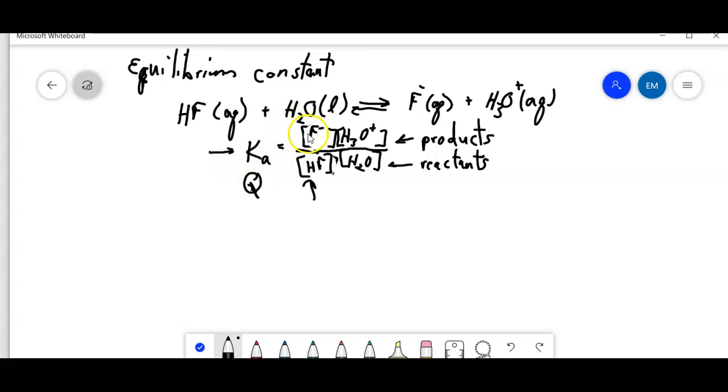And to make it bigger, what do you have to do? You have to add products. So you don't have to add the products. The system itself is going to add the products, the fluoride and the hydronium ion, in order to bring this Q back to K sub A. And the same thing is going to happen if you add fluoride. It's going to go to reactants. You add fluoride here, it's going to drive it in the reverse direction.